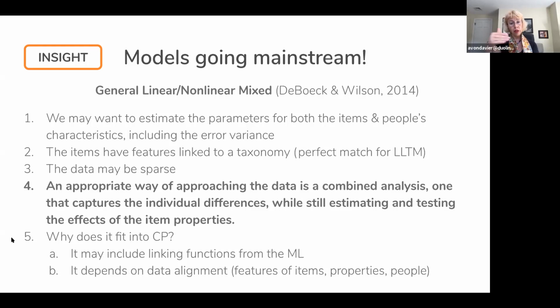Well, in this type of model, we could have different types of linking functions, and in some instances, this linking function can be from machine learning. Also, these models may be part of, as I mentioned before, this full dynamic testing instrumentation, and therefore many of the features in the model will depend on how the data has been aligned, how the features of the items were obtained, what the properties of the items are, and how much information we can get about people.